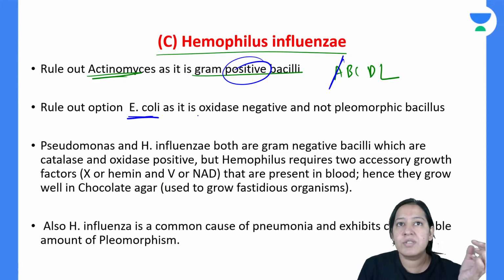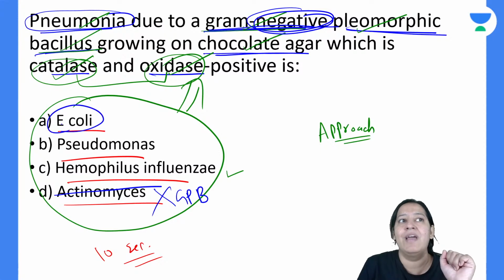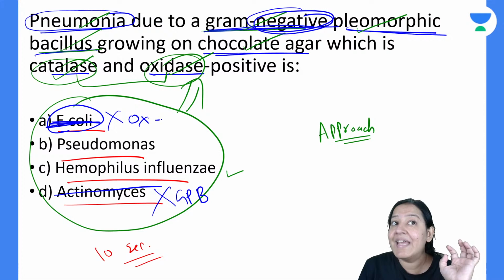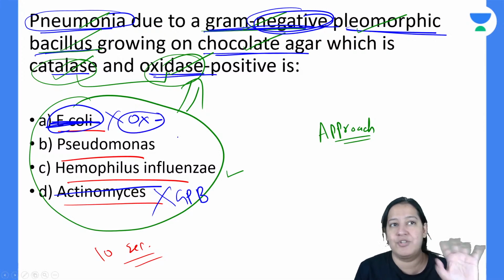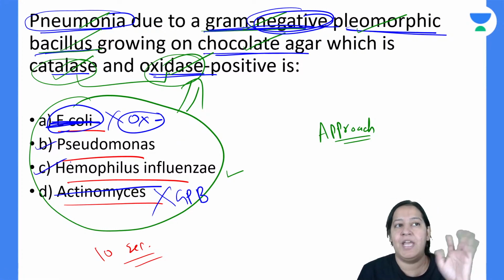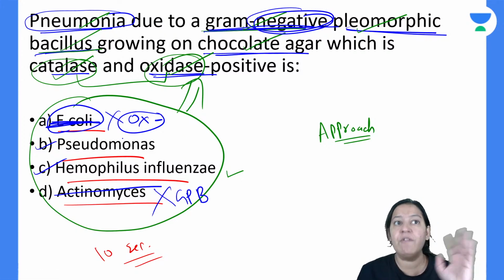E. coli is oxidase negative. We know it is oxidase negative. It will come in the oxidase negative list. It is not oxidase positive. So remove this option also, because it is oxidase negative and we want a bacteria which is oxidase positive, catalase positive, oxidase positive both. So remove this too. Now we are left with two options: Pseudomonas and Haemophilus. Both of them are oxidase positive, both of them are catalase positive, both of them are gram negative bacilli, right?